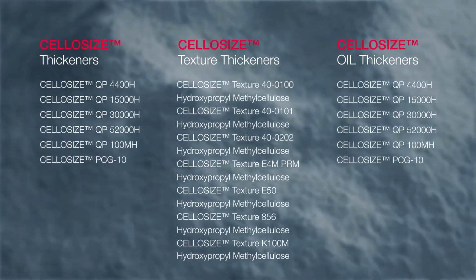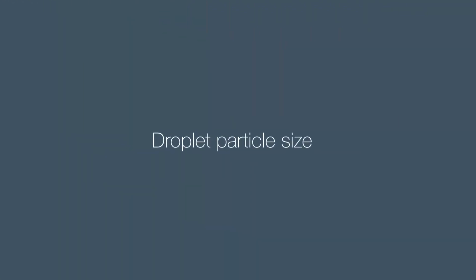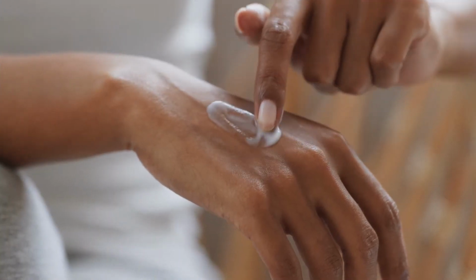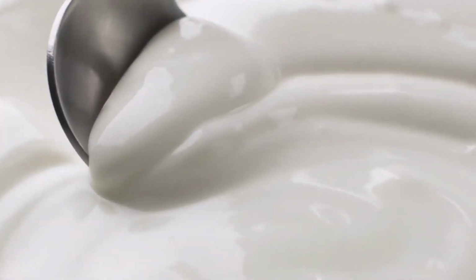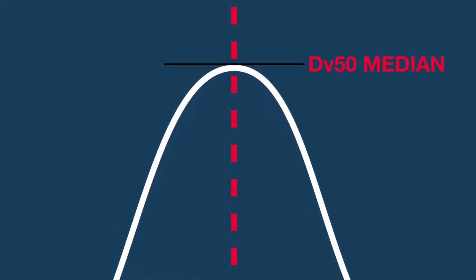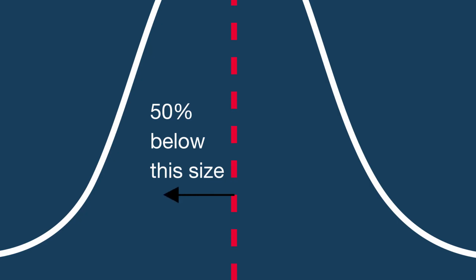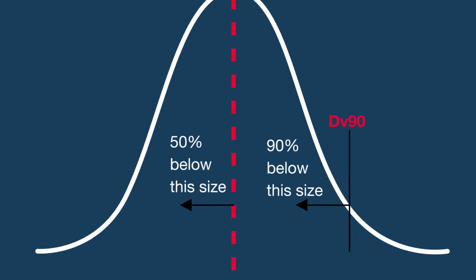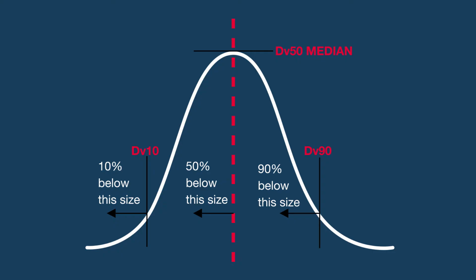The other variable you can manipulate is the particle size of the droplets. Droplet size can be in the nanometers up to hundreds of microns. Droplet size will not only affect the stability of the emulsion, but other properties such as effectiveness in the application, color, and viscosity. Particle size is typically expressed as dV50, meaning that 50% of particles by volume are below that particle size. Similarly, 90% of the distribution is below the dV90, and 10% of the distribution is below the dV10.